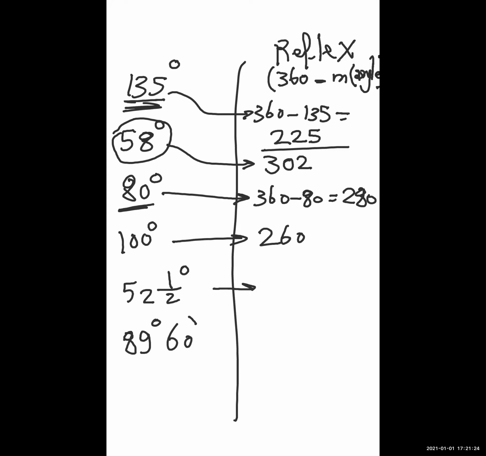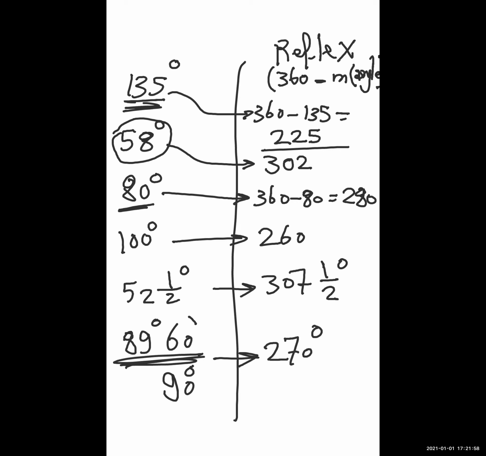52 and 1 over 2. Okay? 360 minus 52 and 1 over 2. So this means 307 and 1 over 2. Simply, it will be like this. Okay. This one, guys, we said that 89 degrees and 60 minutes means it's 90 degrees. So the reflex for this one will be 360 minus 90, which is equal to 270 degrees. Okay, guys, are we clear till now?